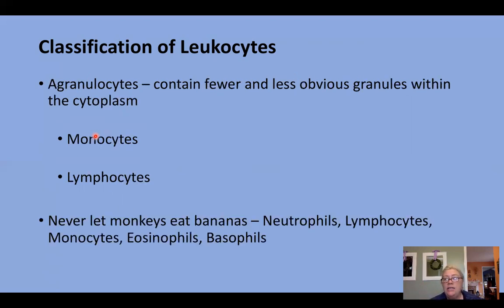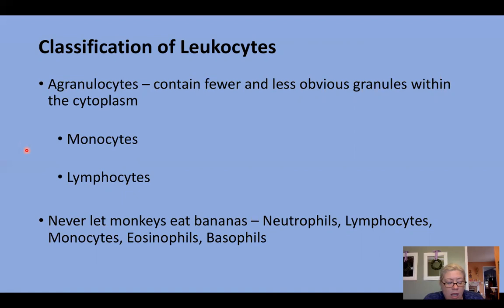The other classification of leukocytes are the agranulocytes. A means without. So agranulocytes are going to contain fewer and less obvious granules in the cytoplasm. And when you see pictures of those, hopefully you'll be able to see the difference. And these include the monocytes and the lymphocytes.